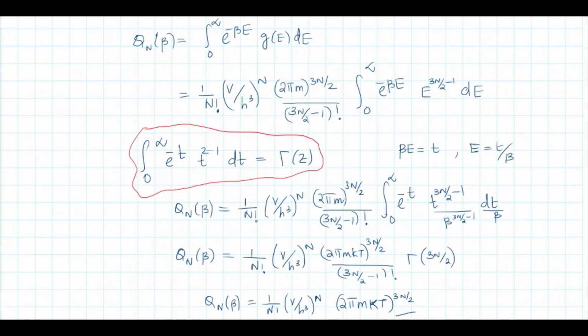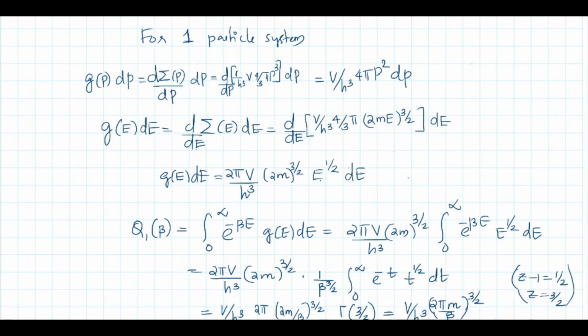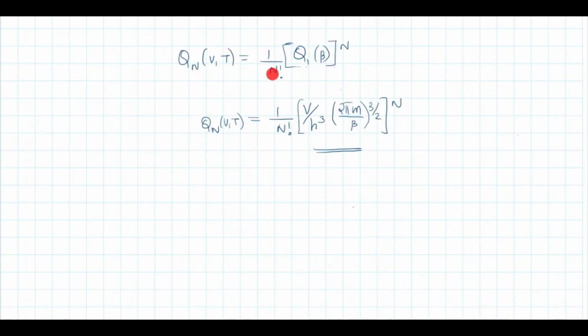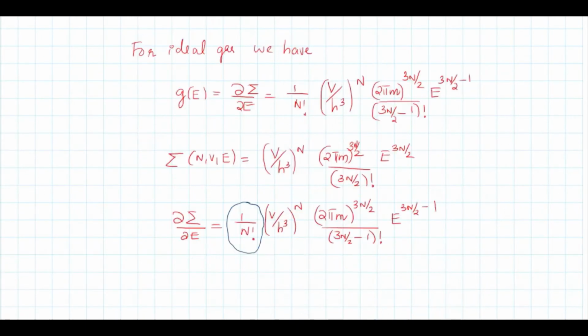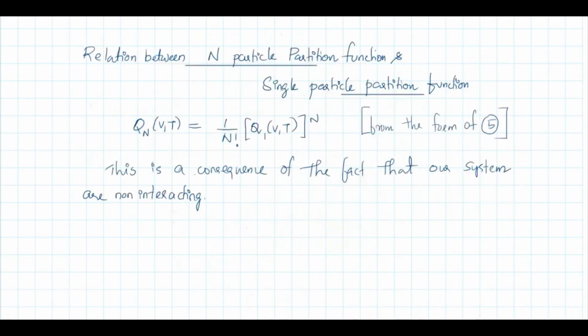Here we started with the n particle density of states and calculated the n particle partition function. What is the relation between these two? We can write Qn of beta as 1 by n factorial into Q1 of beta raised to n, because for Q1 of beta we obtained this equation. So this is the relation, and it is a very important relation. If the one particle partition function is Q1 of beta, then the n particle partition function for a system consisting of non-interacting indistinguishable particles is 1 by n factorial Q1 raised to n. If they are distinguishable particles, there is no need to write this 1 by n factorial.